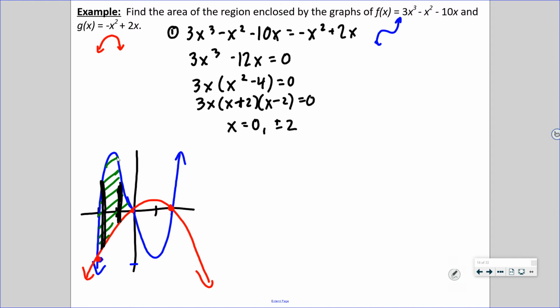And then if I look at this other region, I notice that my top and bottom curve switch. If I draw a rectangle here, the height of that rectangle would be the red minus the blue. So again, we're going to have to set up 2 separate integrals for this. So let's go with the green one first.